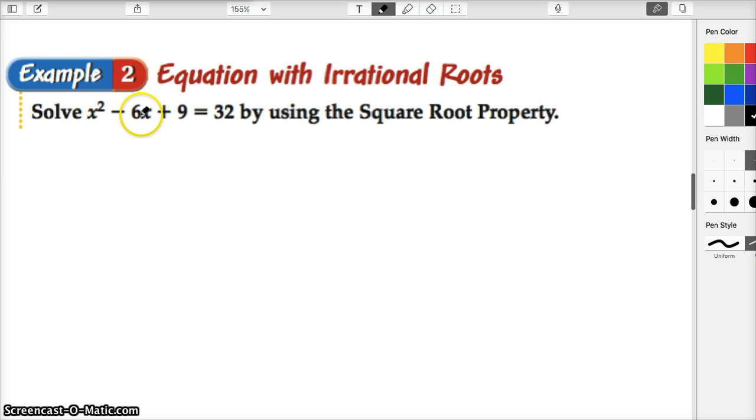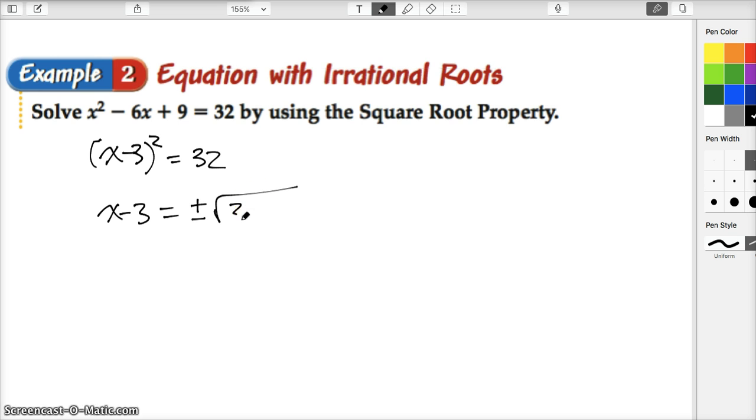Half of this b term, quantity squared, gives me 9, so I know that I can factor this as x minus 3 quantity squared. You could just factor it how you usually do, and then you get x minus 3, x minus 3. So you know it's a perfect square trinomial, x minus 3 quantity squared. Next, we're going to take the square root of both sides. So x minus 3 is equal to plus or minus the square root of 32.